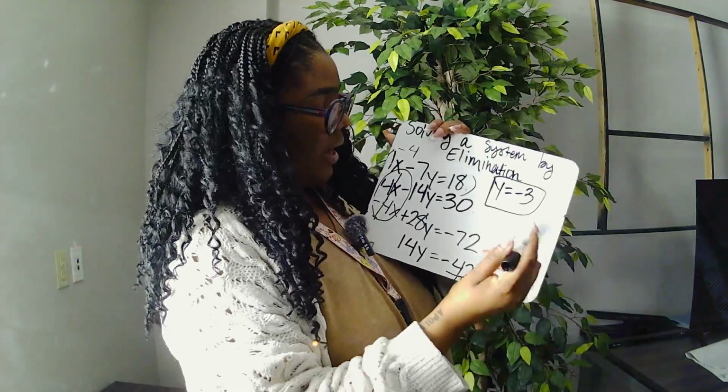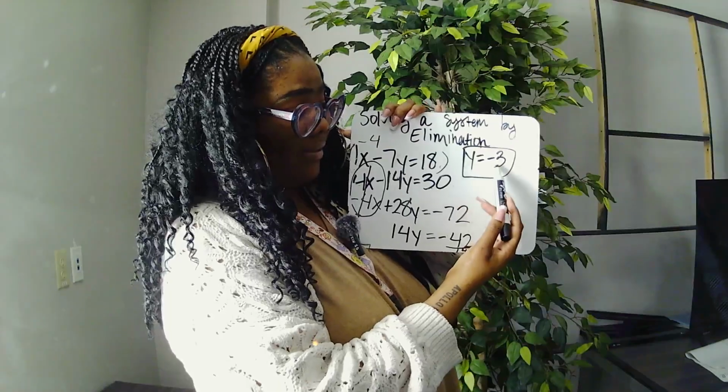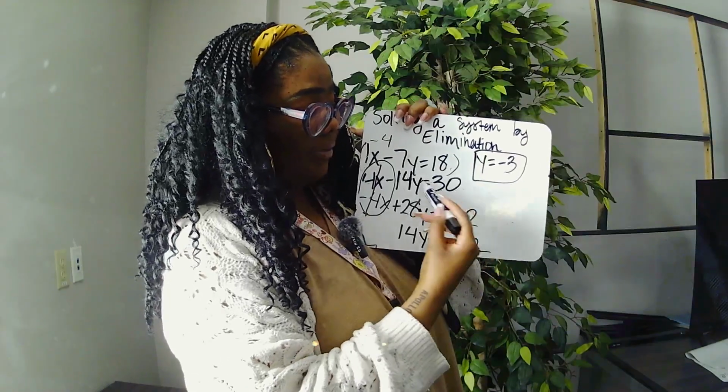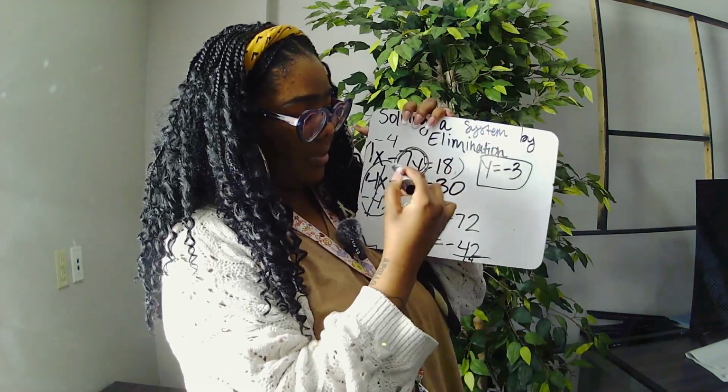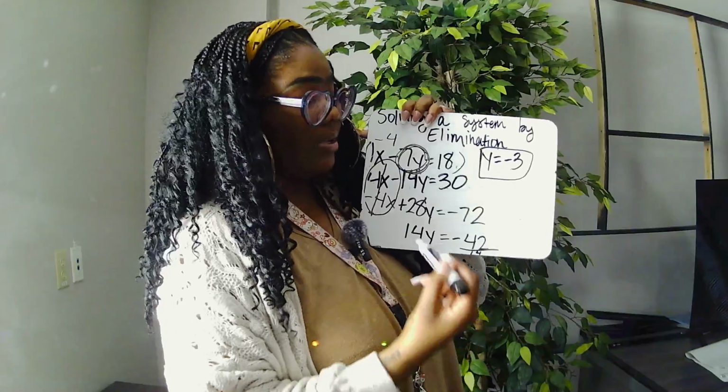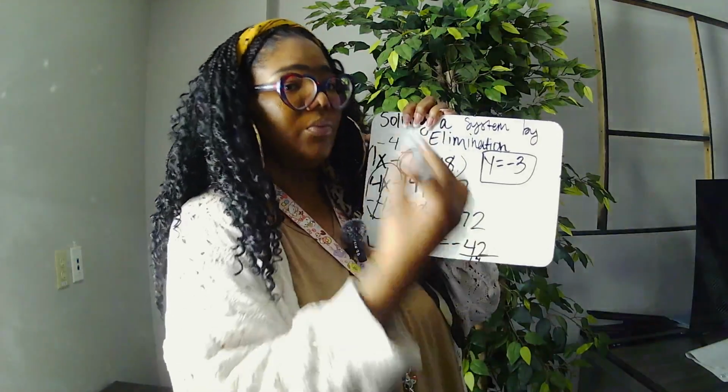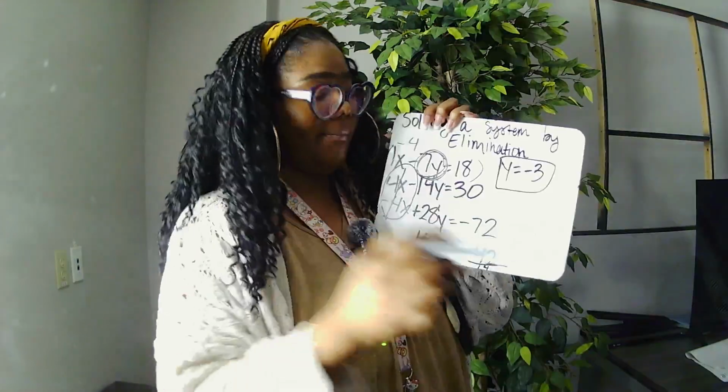So now it says y is equal to -3. So be careful. That's where you want to plug the -3. You want to plug it right there. You want to plug into the -7y. So now I'm going to rewrite this equation with the -3 instead of the y.